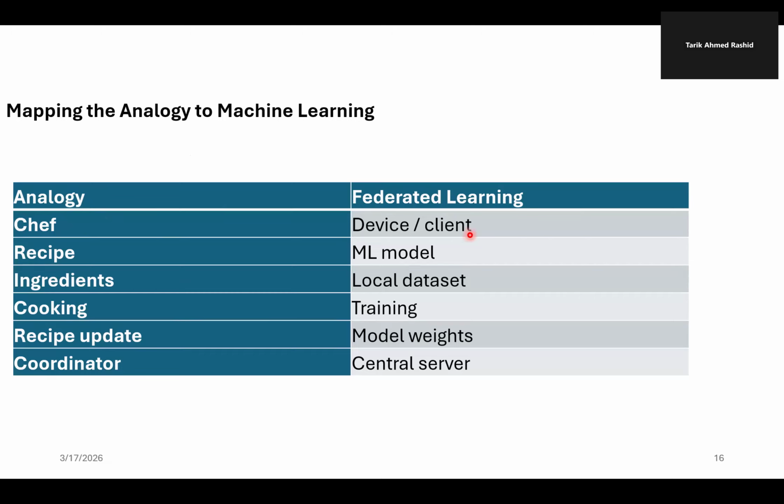The chef is a device or client. The recipe is the machine learning model. The ingredients are local data sets. Cooking is the training, and the recipe is the model weights. The coordinator is the central server. Now, the machine learning can take any algorithm, such as backpropagation, real-time backpropagation, backpropagation through time, or meta-heuristic algorithms. They can train the devices and the server.